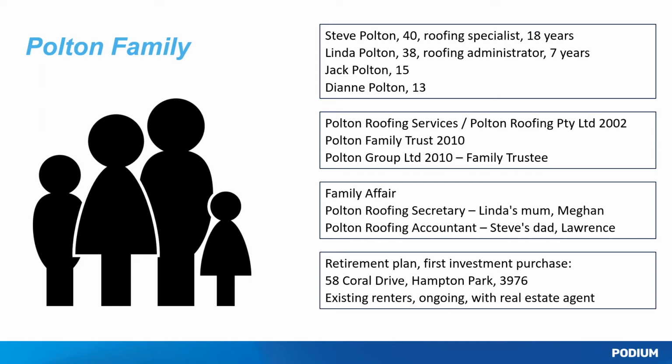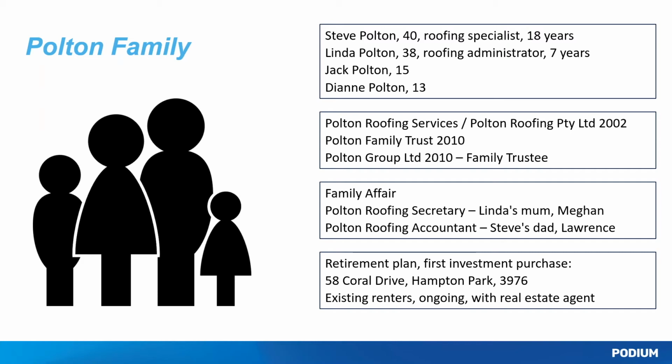Okay, so the Polton family, Steve's in his 40s. He's starting to have a think about retirement plans, or potentially his dad, who's the accountant, has given some fantastic advice on how to plan for those types of things through the family trust. So they're going to start looking at a first investment purchase. Great. So they've identified a property. Wonderful. It has existing renters, still connected with a real estate agent. That is well done, Polton family.